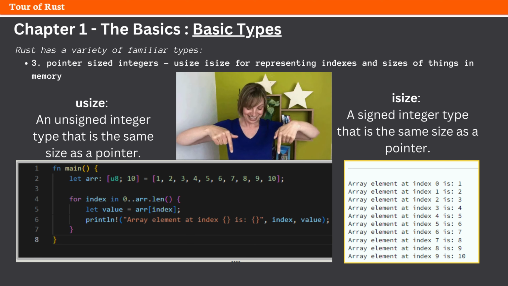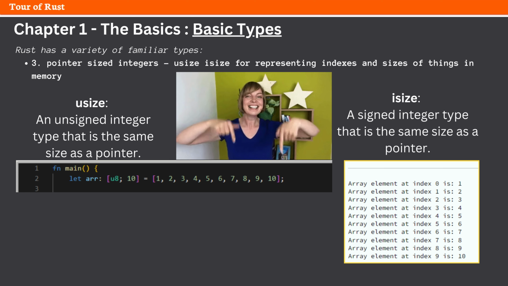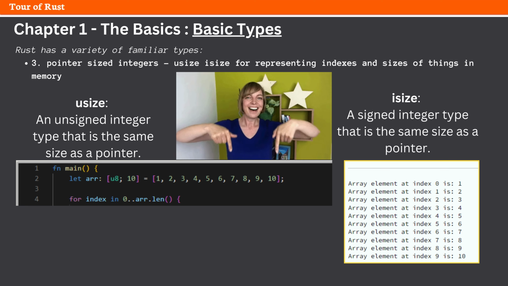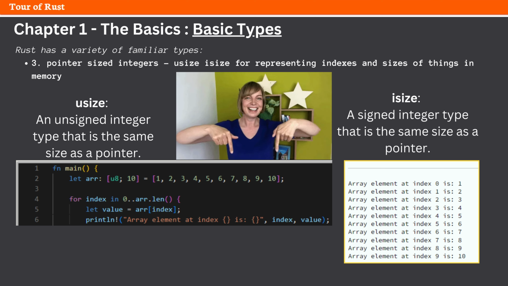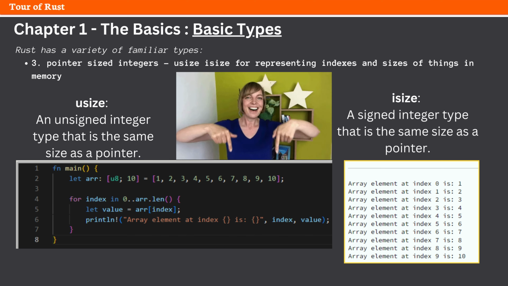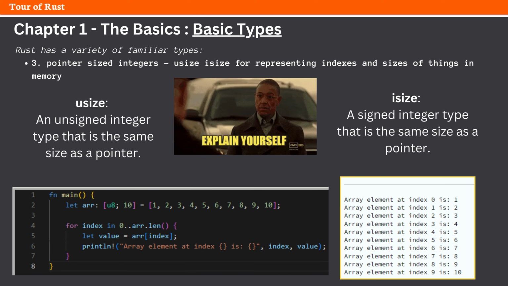let r: [u8; 10] = [1, 2, 3, 4, 5, 6, 7, 8, 9, 10]; for index in 0..r.len() { let value = r[index]; println!("array element at index {} is {}", index, value); } Explanation. The variable index is a usize that iterates from 0 to the length of the array, which is a usize value returned by the len method.